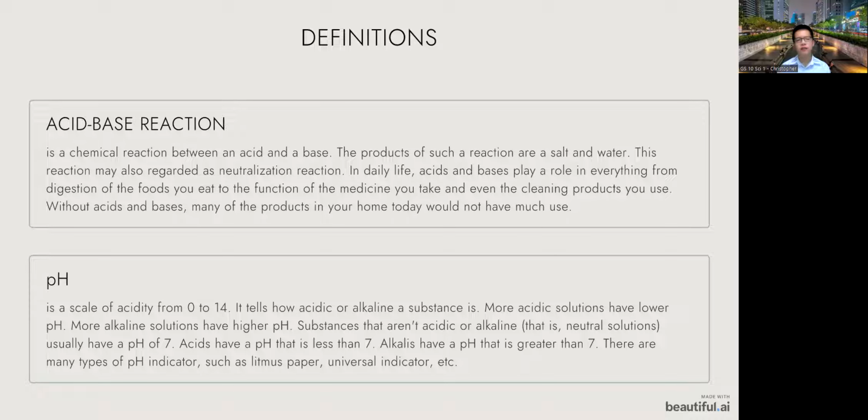Next, pH is a scale of acidity from 0 to 14. It tells how acidic or alkaline a substance is. More acidic solutions have lower pH. More alkaline solutions have higher pH. A substance that is neither acidic nor alkaline, that is, a neutral solution, usually has a pH of 7. Acids have a pH that is less than 7. Alkalis have a pH that is greater than 7. There are many types of pH indicator such as litmus paper, universal indicator, and so on.